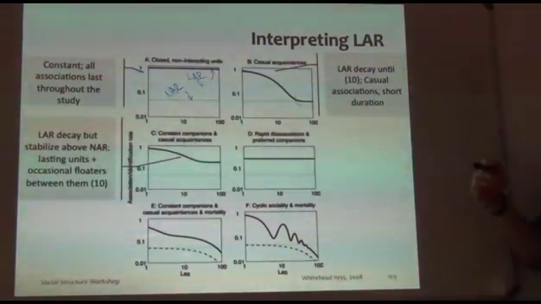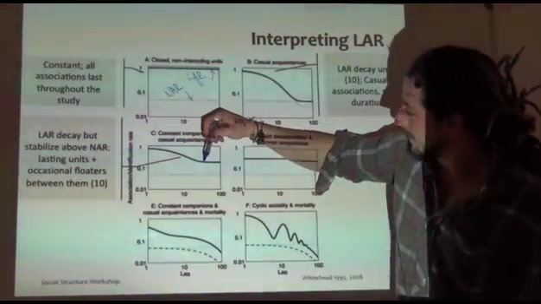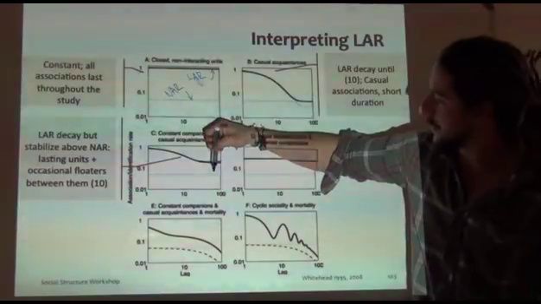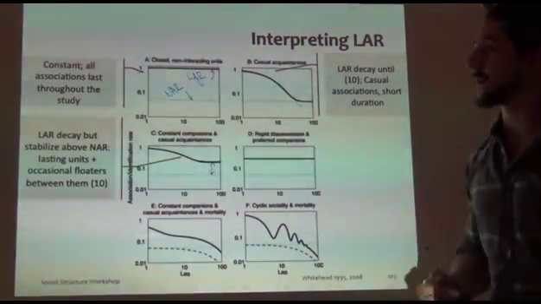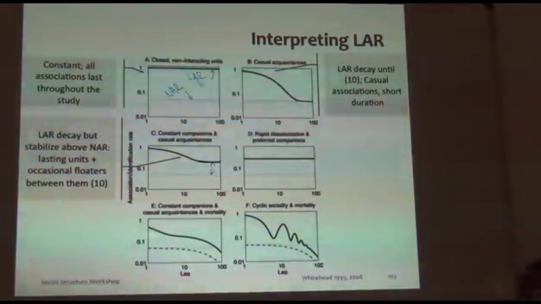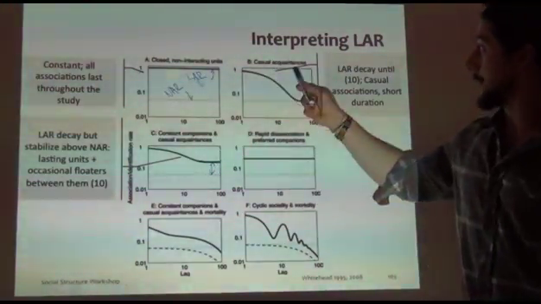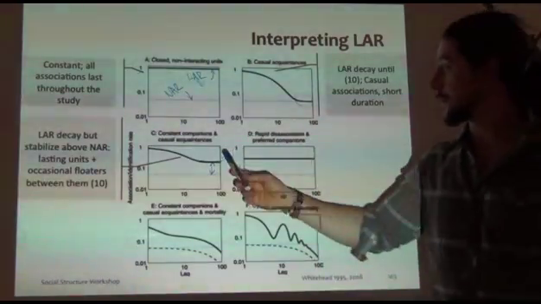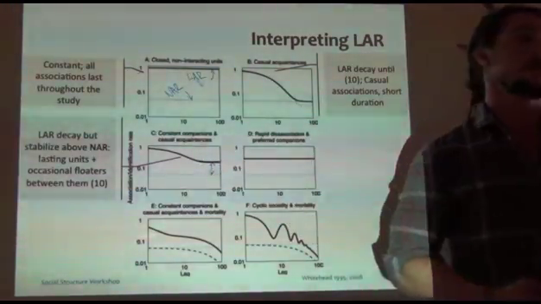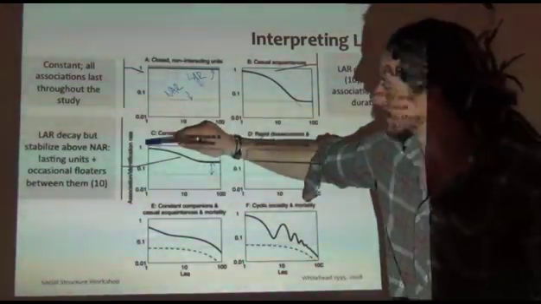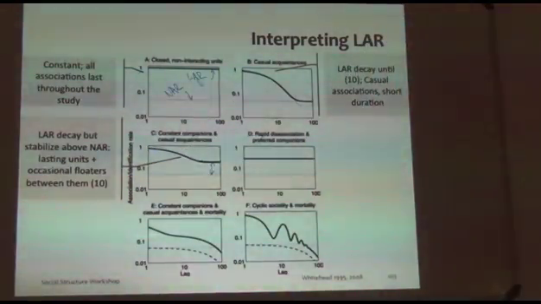In this case, we decay until it reaches the null association rate. Another scenario also decays, but it stabilizes above the null association rate. In this case, we have potentially some casual associations, but also some individuals that are always together, and that's what explains the higher value here. I'm going to go into more detail on all of them.